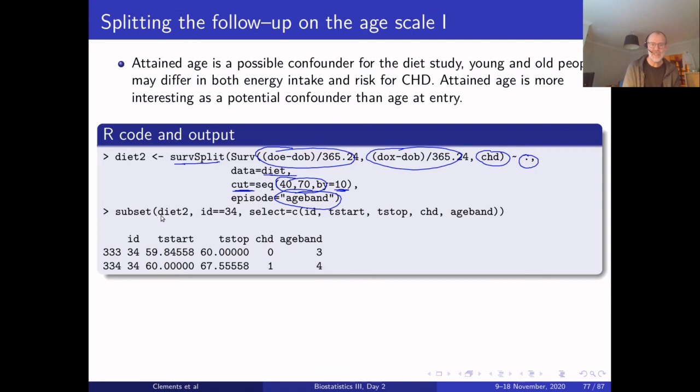Then if we do a subset for ID 34 again for the same variables, except that we now include age band, we see that this individual entered at age 59.84, followed through to 60 with no event, and then followed from 60 to 67, and then at the end they had their event, and this was age band 3 and age band 4.